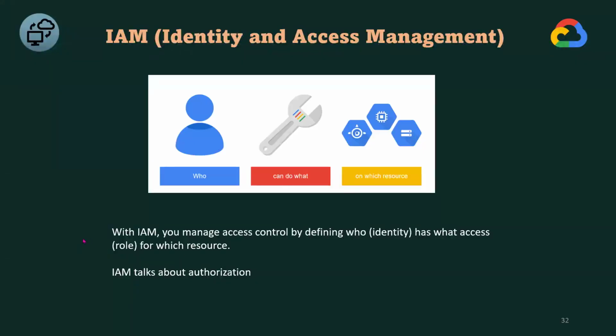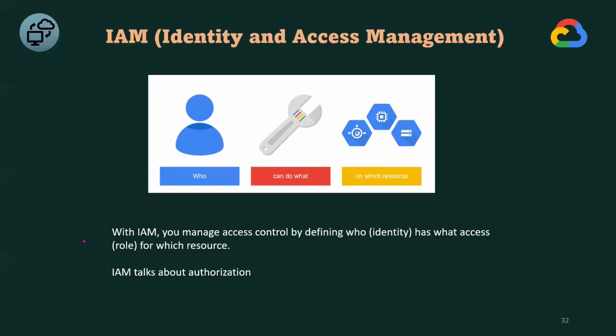Let us try to understand each thing one by one. In IAM, we can manage the access control by defining who has what type of access for which resource. In simple words, IAM talks about authorization and authentication. Authorization means: are you authorized to use that particular service or not? Are you authorized to do some action on that particular service or not? That is nothing but authorization. IAM talks about this kind of authorization.